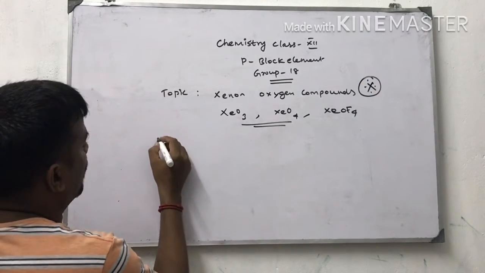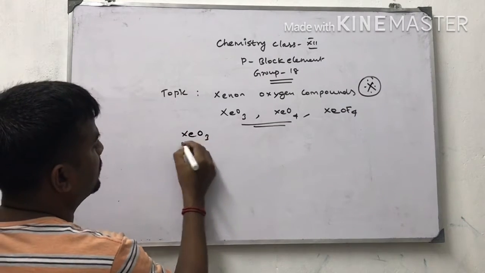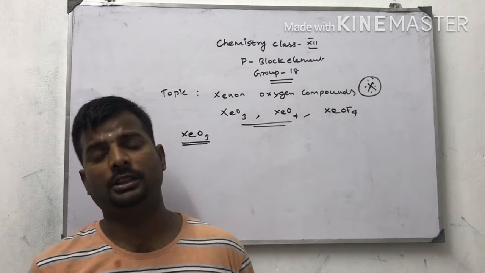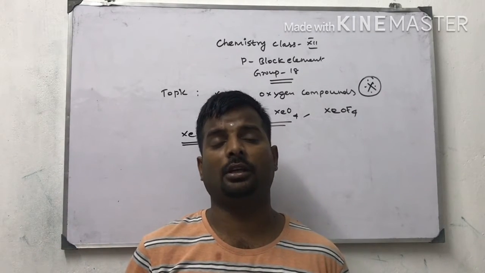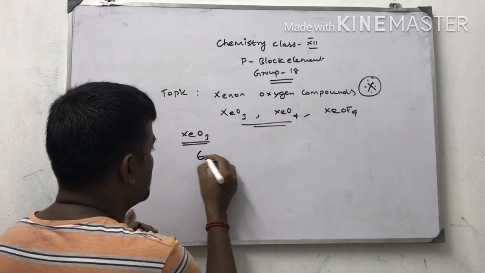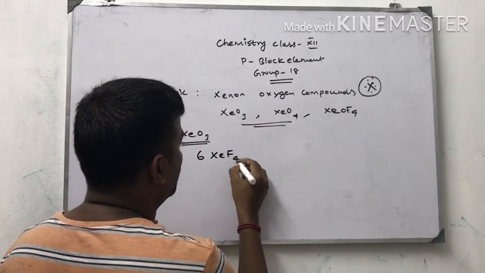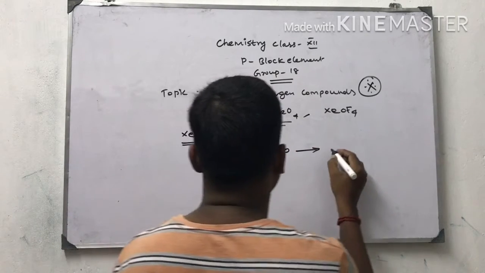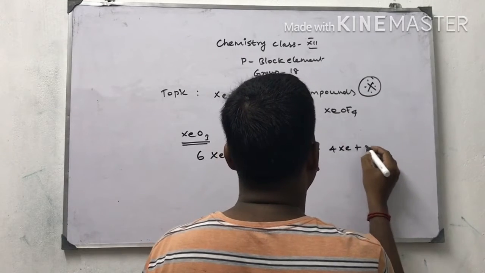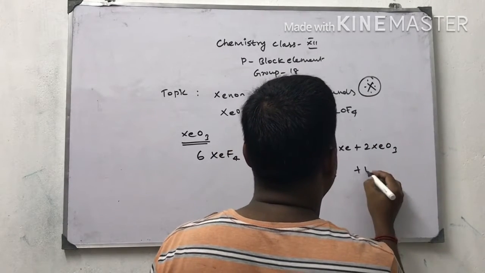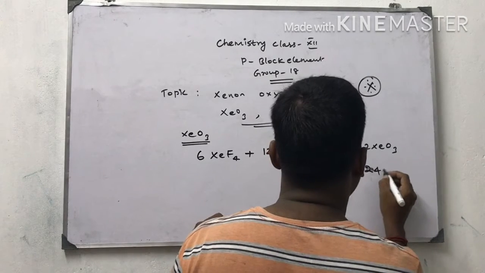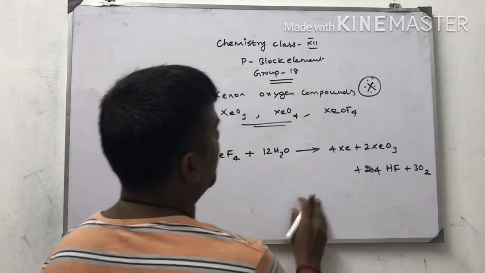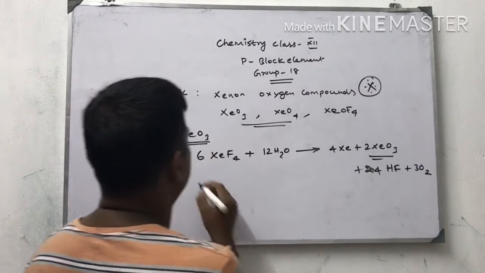Now I am going to start with the preparation of xenon trioxide. Xenon trioxide can be prepared by hydrolyzing xenon tetrafluoride and xenon hexafluoride. Let us see the example. 6 XeF4 plus 12 H2O gives 4 Xe plus 2 XeO3 plus 24 HF plus 3 O2. So this is the first method of preparation of xenon trioxide.